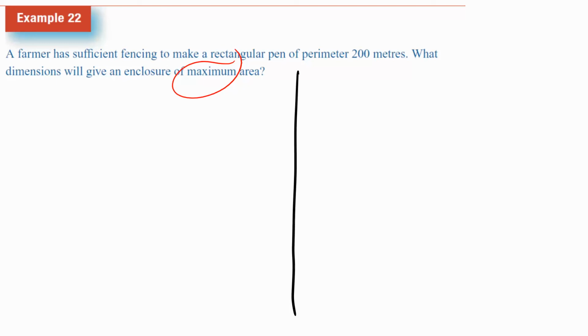So, because it says maximum area, what kind of area am I looking for? Area of what? Rectangle, because it says it was a rectangular shape. So if I've got a rectangle, I've got a length and a width.